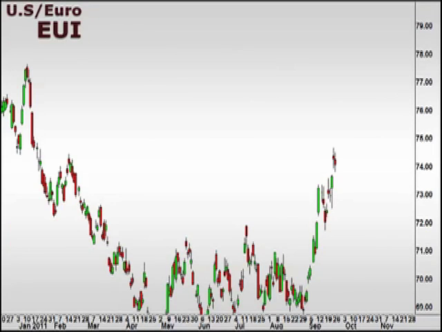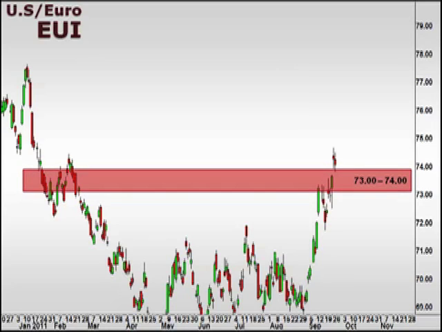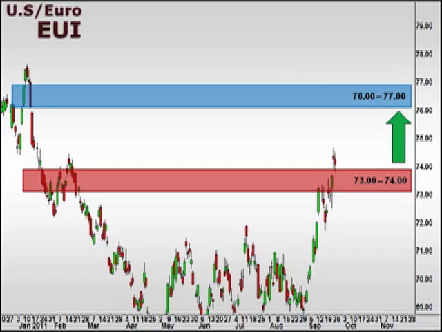Let's take a look at the EUI, the US dollar versus the euro. Well, the EUI continues to trend higher, breaking above a resistance level and now holding above 73-74 as support. Now, this lends credibility to a continuation higher with a near-term target at 76-77. However, we are open to a pullback down towards the 73 level before any follow-through.